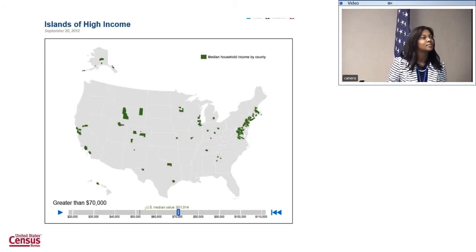And you can see these islands of high income, as the title suggests. You can see the archipelago of the Northeast Corridor. You can see the areas around Chicago. You can see San Francisco. You can see Los Angeles. You can see these high income areas. And it's an analytical dimension that without this visualization is absolutely not available.